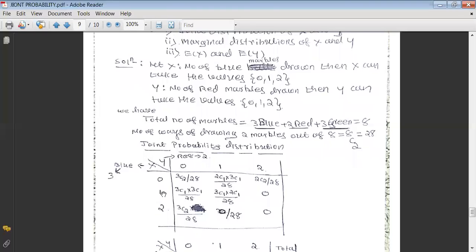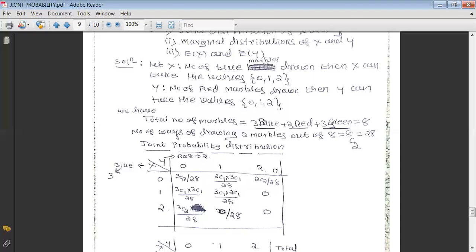Now coming to the next one. 1 blue and no red. Out of 3, 1 blue can be drawn in 3C1 ways. Since no red balls means the other one must be green, out of 3 green, 1 can be drawn in 3C1 ways, and total is 28. And again 1 blue: out of 3, 1 blue can be selected in 3C1, and 1 must be red. Out of 2, 1 must be red, that is 2C1.